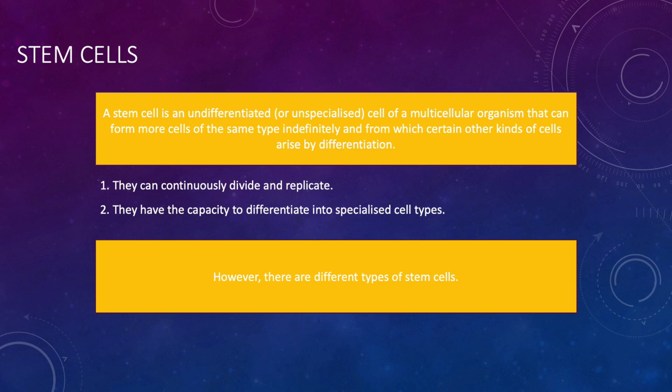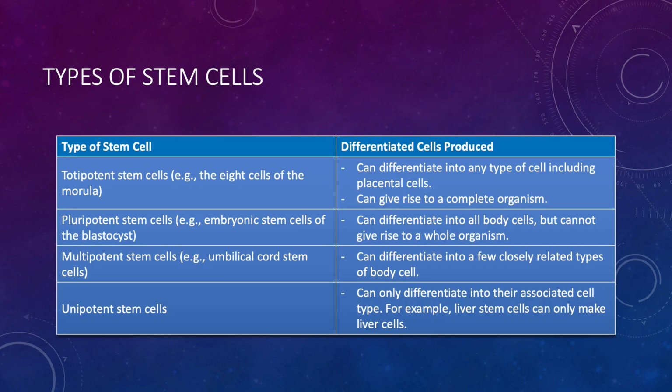So there are actually various different types of stem cells, which we'll explore now. As seen in this table, the first type of stem cell is the totipotent stem cells. This refers to the 8 cells of the morula. These cells can differentiate into any type of cell, including placental cells, and each of these individual 8 cells can give rise to a complete organism by themselves.